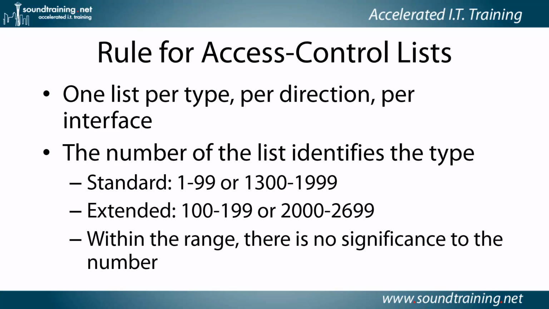And here's the deal on the numbering. Within the range, there's no significance to the number. There's no priority. It's merely a label that tells the router what type of list it is. So there's no difference between access list 10 and access list 25. They're both standard lists. One doesn't have any particular priority or significance over the other. And same thing with extended. There's no difference between, say, 110 and 2500. They're both extended lists. One has no significance over the other.